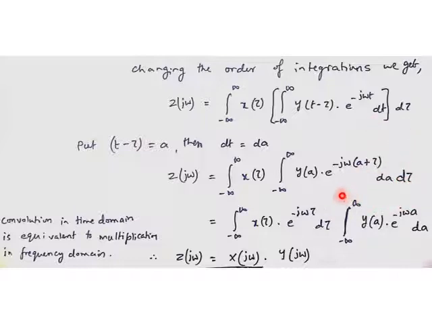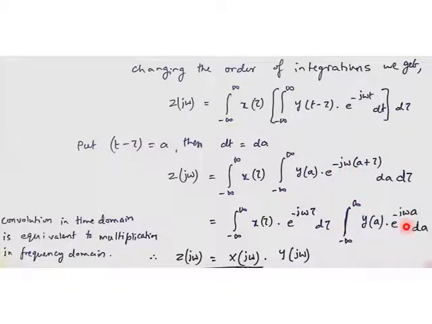Now let me rearrange this parameter. You can expand the exponential: e to the power minus j omega a is one term, and e to the power minus j omega tau is another term. The e to the power minus j omega tau can go with x of tau. So integration from minus infinity to infinity of x of tau into e to the power minus j omega tau, with d tau taken here, is one set of terms, and the other set of terms is integration from minus infinity to infinity of y of a e to the power minus j omega a into dA.